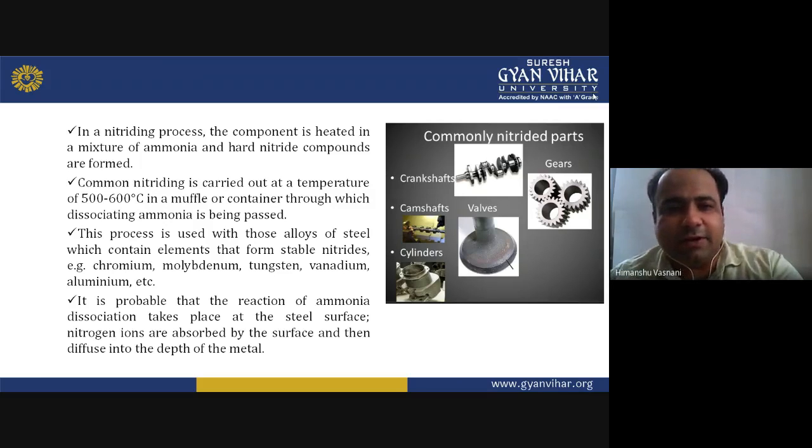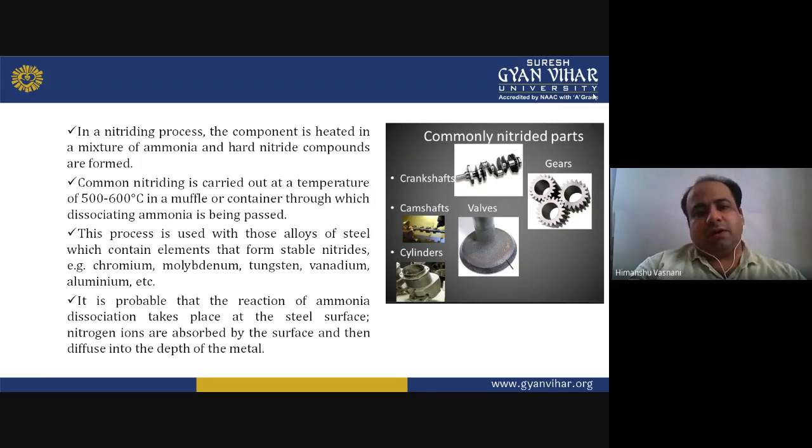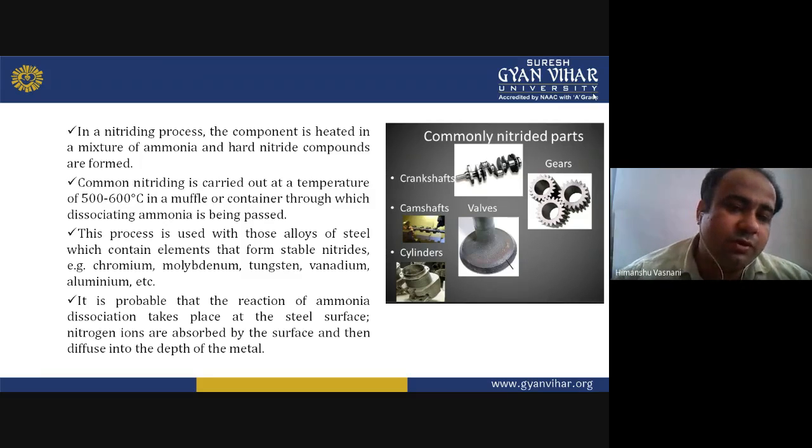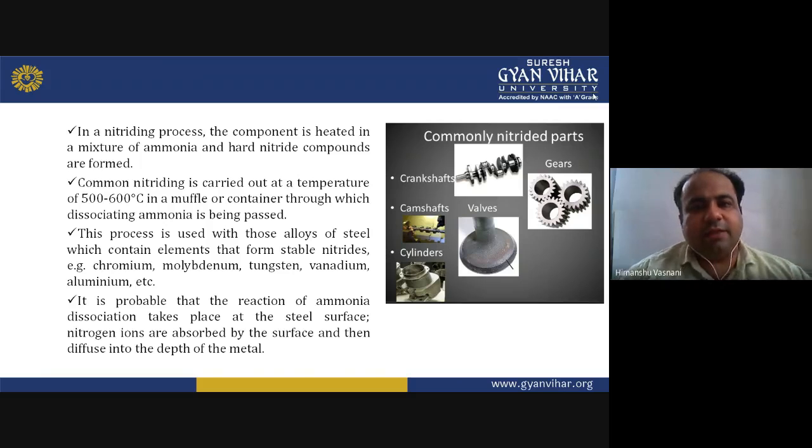Commonly, nitriding is carried out at a temperature of 500 to 600 degrees centigrade, in a muffle or container through which dissociating ammonia is being passed. This process is used with those alloys of steel which contain elements that form stable nitrides, for example chromium, molybdenum, tungsten, vanadium, aluminium. These elements form stable nitrides, so we can carry out the nitriding process with these kinds of alloys.